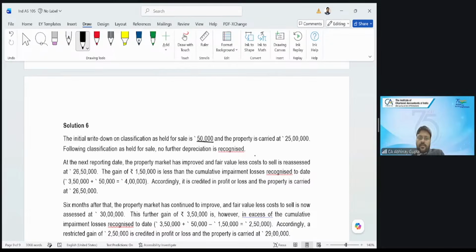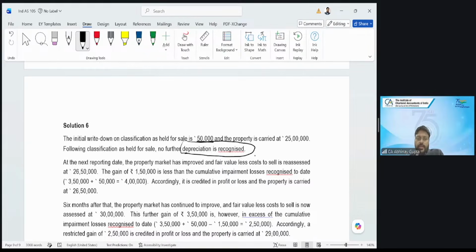And once the classification is done, depreciation ceases, right? This we have discussed many times today, that once the assets are classified as held for sale, on those assets, depreciation or amortization, if there are any intangible assets as part of that group, will no more be charged, right?